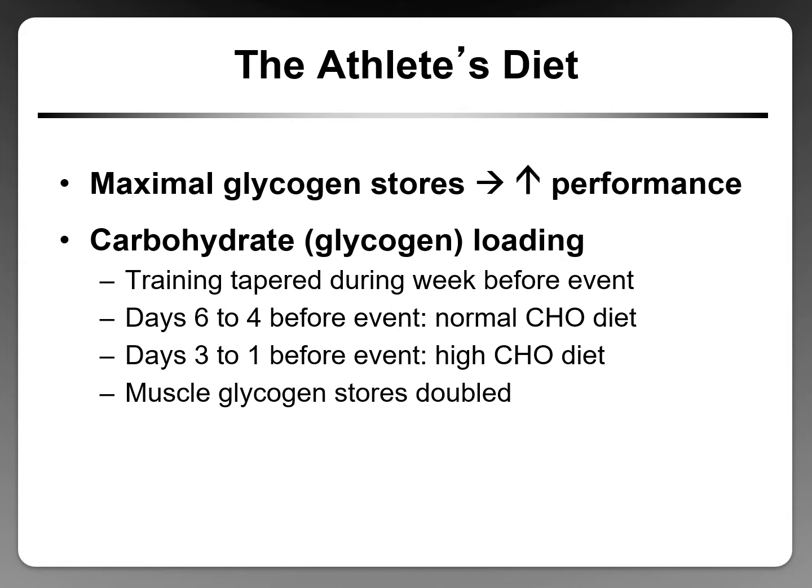So typically you see days 6 to 4 before the event, having a normal carbohydrate concentration of that 55 to 60%. And then days 3 to 1 before that event, you're going to bump that up to an even higher percentage than 60% of your total caloric intake. Muscle glycogen stores can then double if you're doing this carbohydrate loading appropriately, and the higher that storage level is, the more energy availability you're going to have to perform that activity.